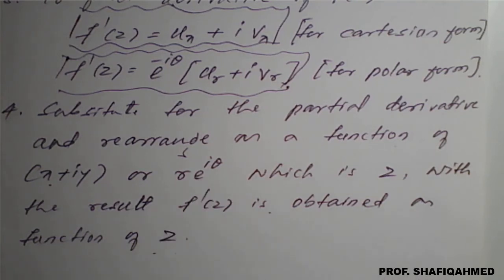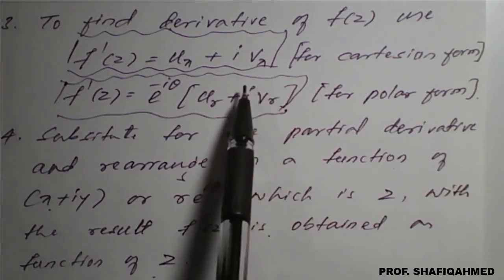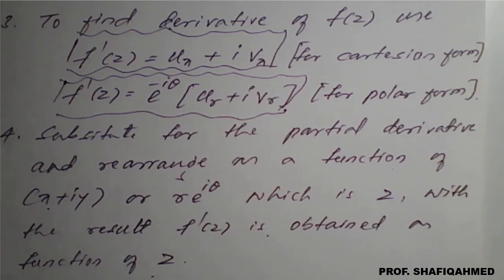So finally, in the given function we have to substitute z is equal to x plus iy or z is equal to r into e raised to i theta. From that we get u and v, and we differentiate u and v partially with respect to x and y. Then we check the CR equation and simplify for either the Cartesian or polar form. To find the derivative we use the Cartesian form as well as the polar form we have highlighted. So these are the steps for finding the derivative of an analytic function. Now let's see a problem based on this.